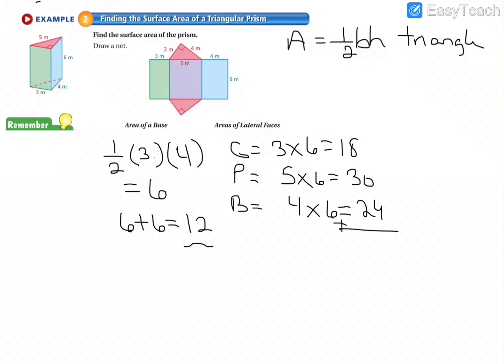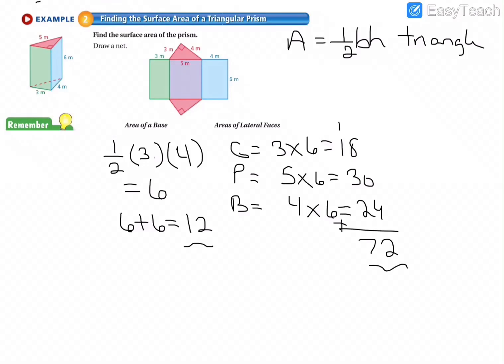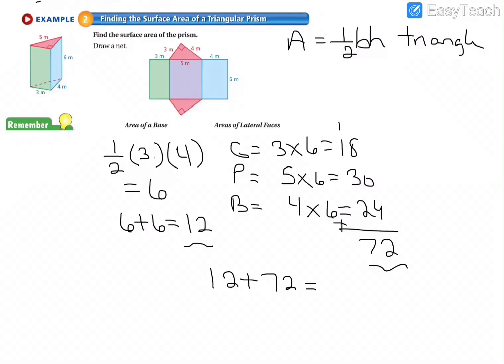If I add those up, I'm going to get 12, 5, 6, 7, 72. All right, so I'm going to add my 12 plus 72. My total surface area is 84 meters squared. I'm just taking the sum of the areas of all of the faces. Okay.